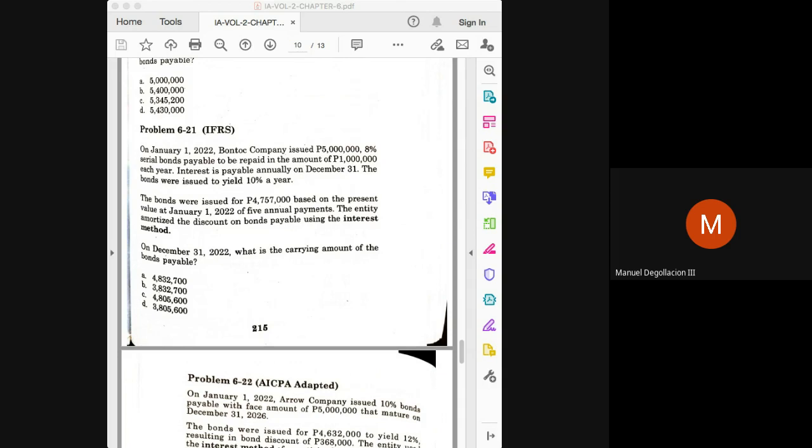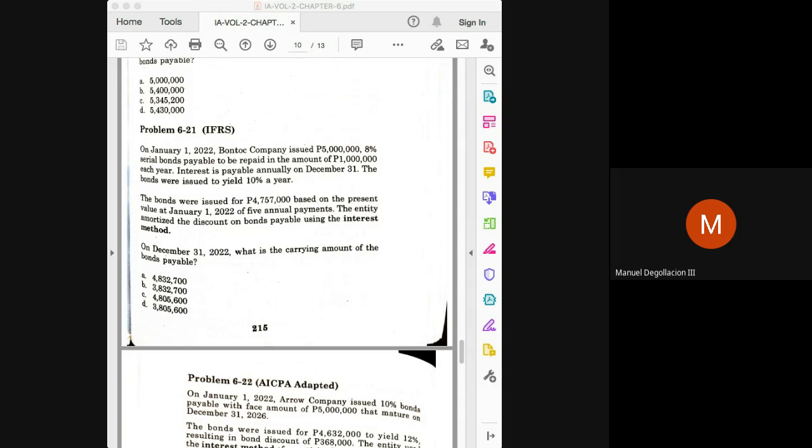Okay, but aside from paying interest, we'll also have to pay the principal of 1 million. So the total payment on the first year would be 1,400,000. Please take note, this is what makes this problem different from the others. There is a periodic payment on the principal. Okay, so total payment on the first year is 1,400,000. The 1 million is to be applied to the balance of the bonds payable. Okay, 1,400,000 total payment, and the interest expense for the year is 475,700.